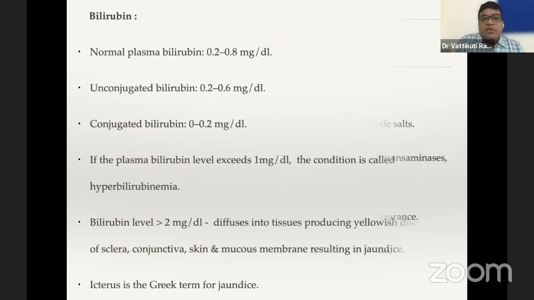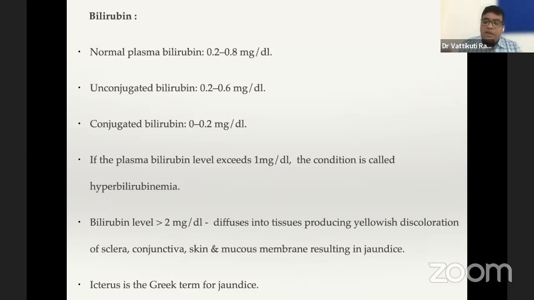If you look at the bilirubin, the normal bilirubin value is around 0.2 to 0.8. In that, the unconjugated bilirubin is around 0.2 to 0.6, and conjugated is around 0.0 to 0.2. If the plasma bilirubin exceeds 1 milligram per deciliter, it is called hyperbilirubinemia. And once it crosses more than 2 milligrams per deciliter, this excess bilirubin will creep into different tissues and cause yellowish discoloration of the urine, sclera and mucous membranes, and we call it icteric. So the patient is having jaundice.